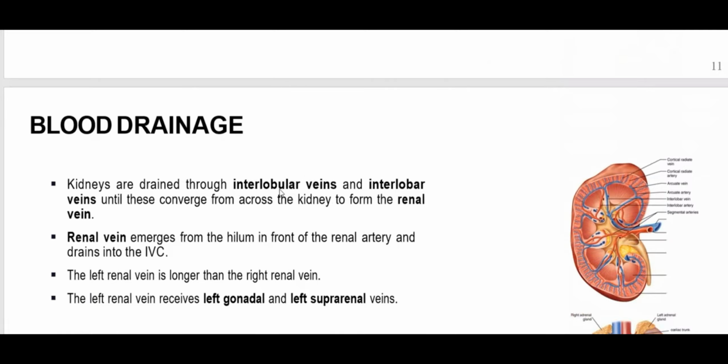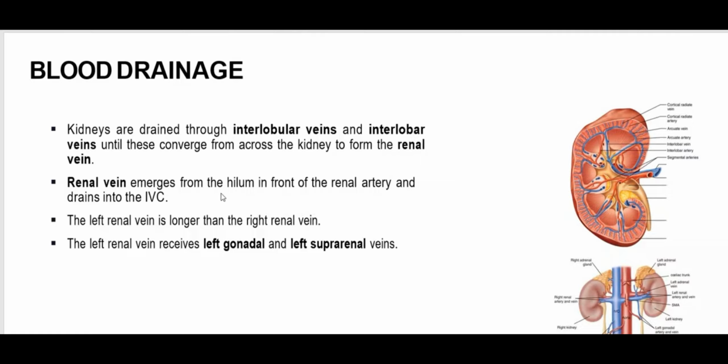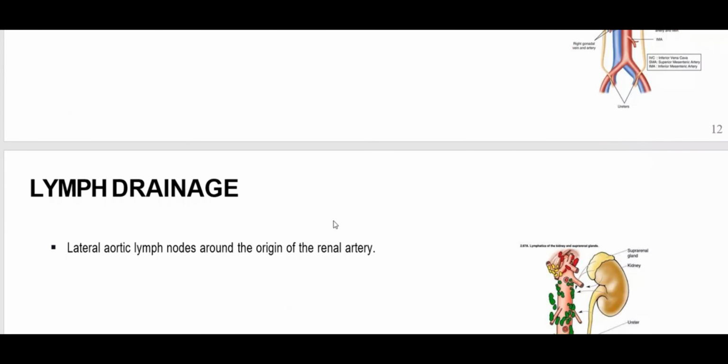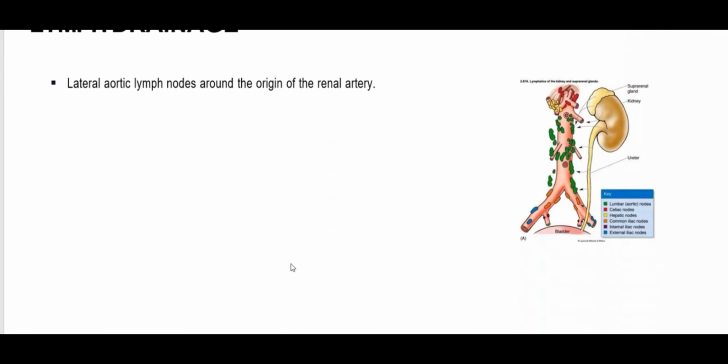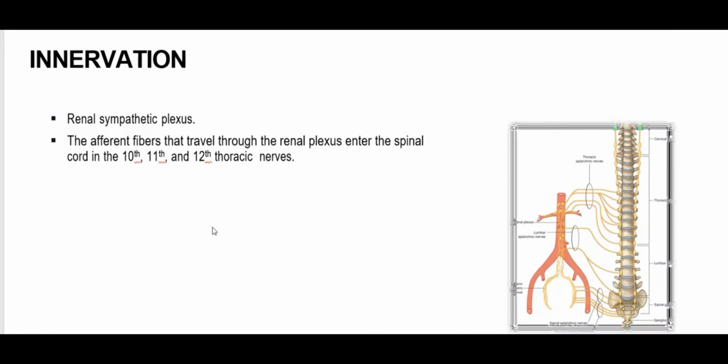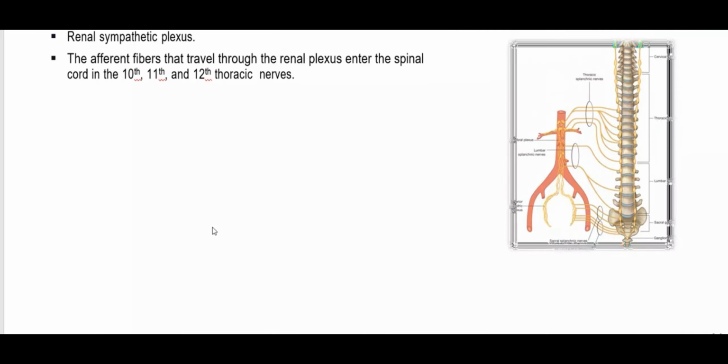Now the blood drains through the interlobular veins and interlobar veins until they converge across the kidney to form the renal veins. The renal veins emerge from the hilum, and the left renal vein is longer than the right renal vein. Lymph drains to the lateral aortic lymph nodes around the origin of the renal artery. For innervation, the 10th, 11th and 12th thoracic nerves innervate the kidney.